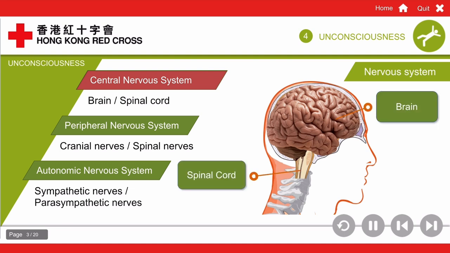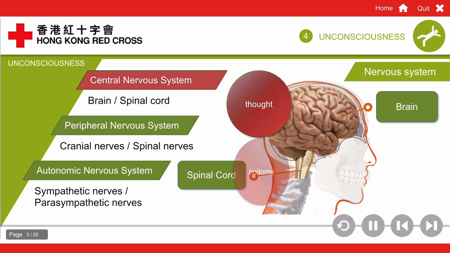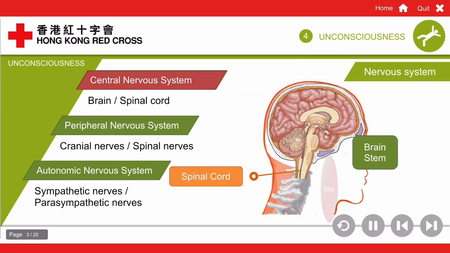Our brain is enclosed within the skull. It functions as a central processing unit to control and coordinate thought, emotion, memory, sensation, and movement. The spinal cord extends from medulla to the second lumbar vertebrae. It contains motor and sensory nerve fibers to and from all parts of the body.